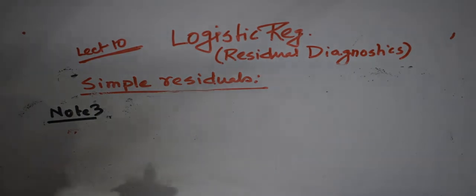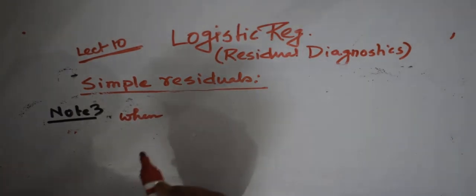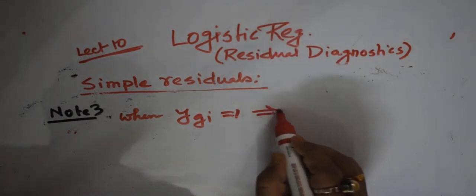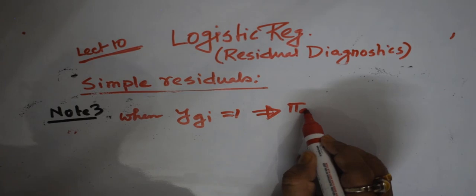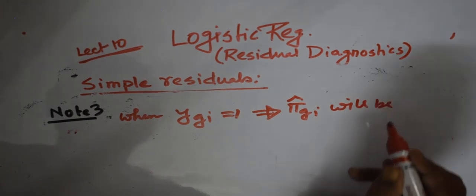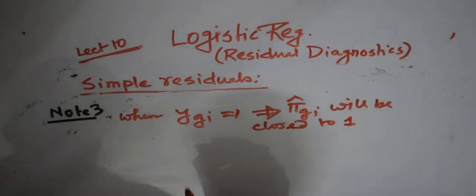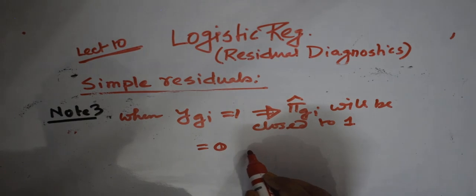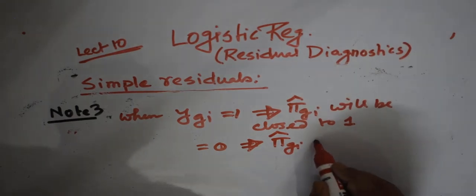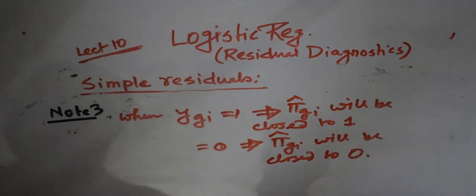Note 3: when ygi equals 1, then pi gi hat will be close to 1, and when it is equal to 0, then pi gi hat will be close to 0.